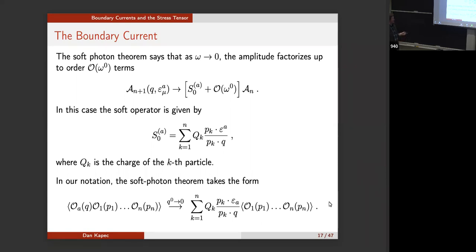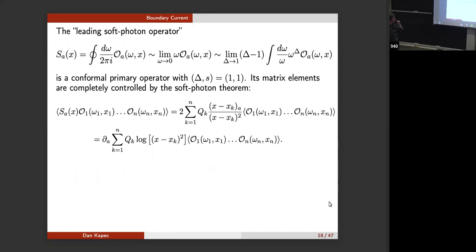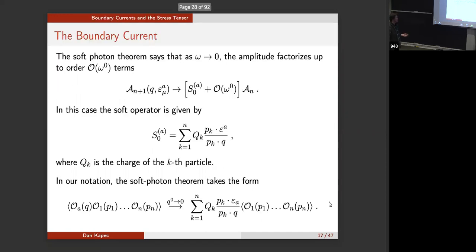In the notation that I'm using, this soft photon theorem just says that I insert one of these operators that creates a photon in the celestial sphere, I take its frequency to 0, and I get this kinematic factor times a reduced correlation function. So the name of the game is basically going to be to define an operator in celestial conformal field theory that isolates this Weinberg soft factor.